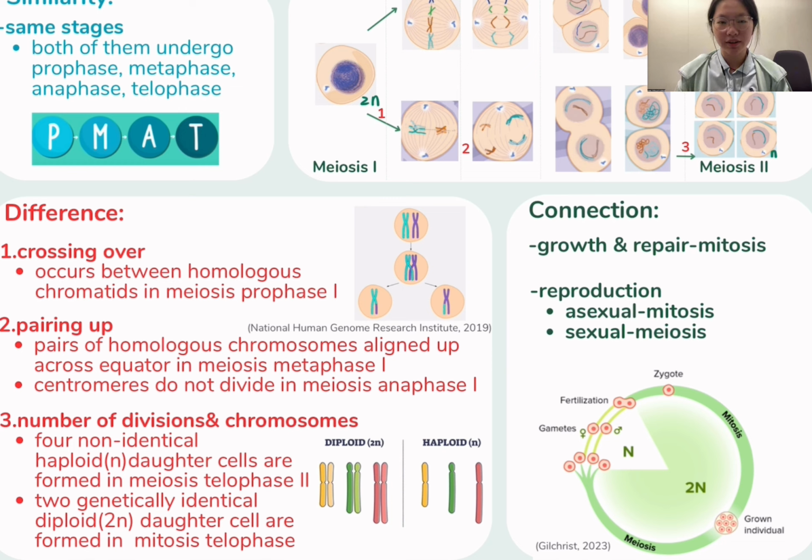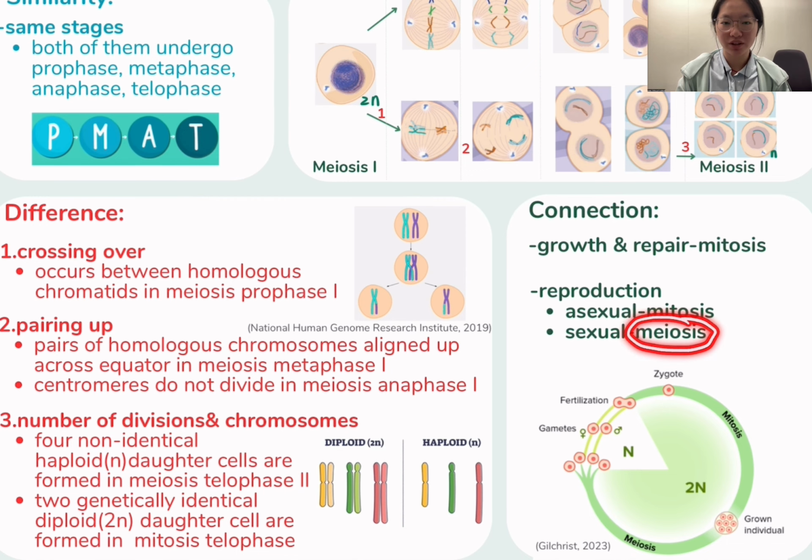And meiosis is important for sexual reproduction, which needs the combination of a sperm cell and an egg cell. In order to keep the chromosome number constant after fertilization, the number of chromosomes before fertilization must be halved, which is the importance of meiosis.